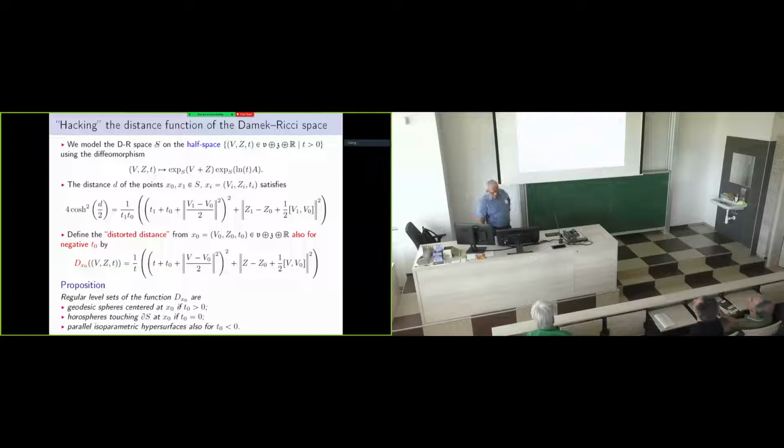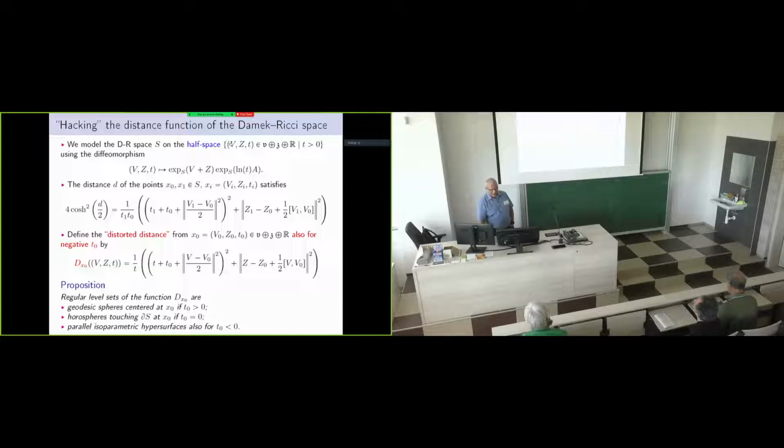So for our purpose, there are several models of the Damek Ricci space. Damek Ricci spaces can be modeled on the Lie algebra. It's a typical modelization, in which the whole Lie algebra of the Damek Ricci space is identified with the group itself. There is also a model on a unit ball, but for computational purposes, a kind of half-space model will be more convenient.